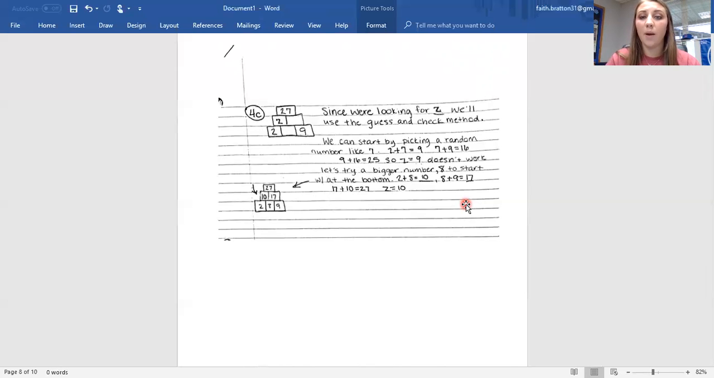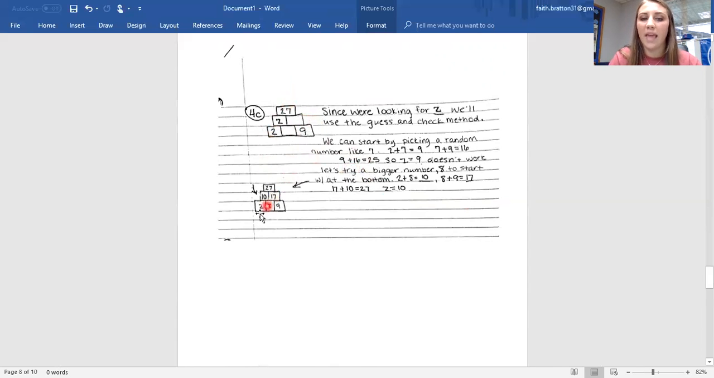4B. We start by picking a random number like 7. So 2 plus 7 equals 9. 7 plus 9 equals 16. But 9 plus 16 equals 25. So no, 7 does not work.